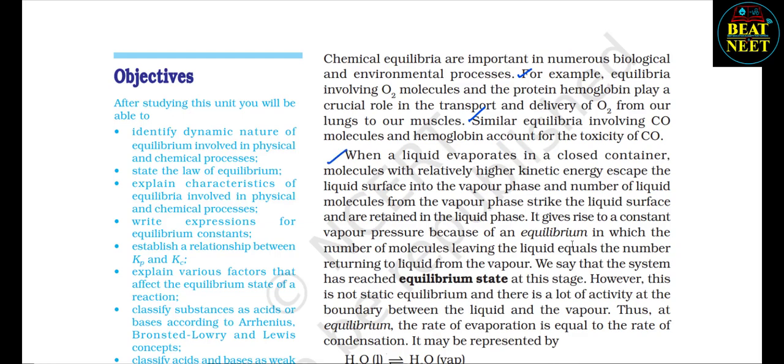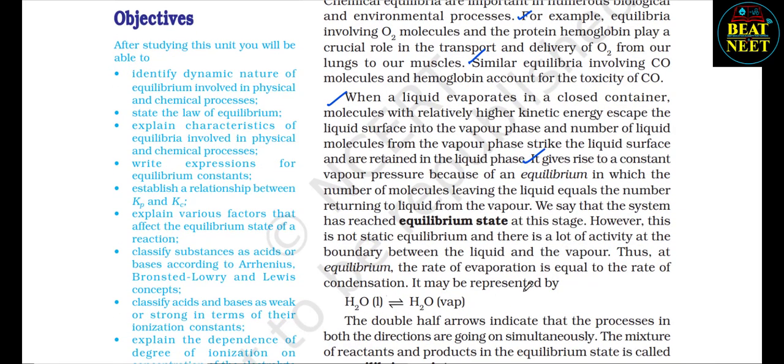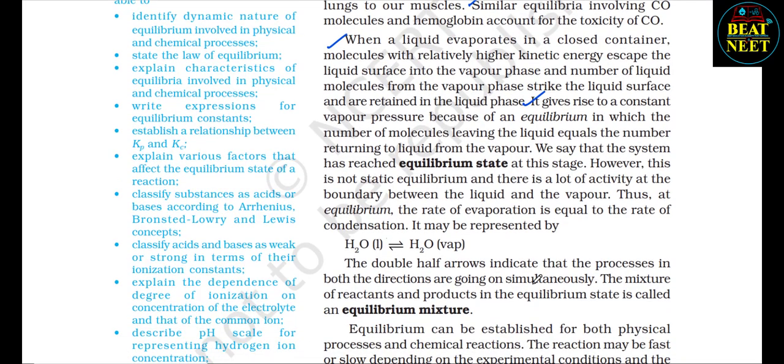When a liquid evaporates in a closed container, molecules with relatively higher kinetic energy escape the liquid surface into the vapor phase, and a number of molecules from the vapor phase strike the liquid surface and are retained in the liquid phase. It gives rise to a constant vapor pressure because of an equilibrium in which the number of molecules leaving the liquid equals the number returning to the liquid from the vapor. We say that the system has reached equilibrium state at this stage.